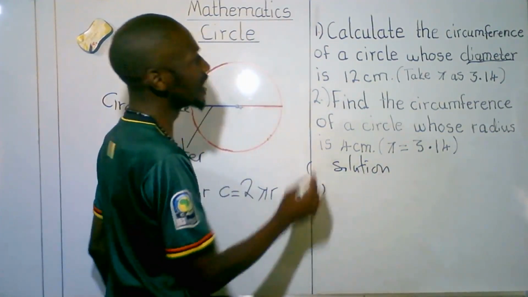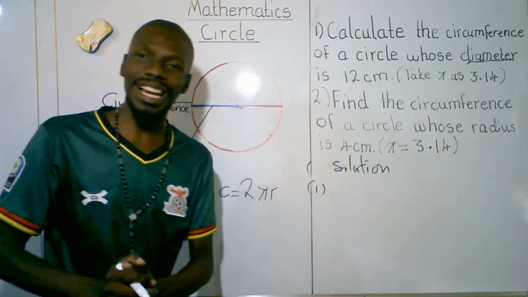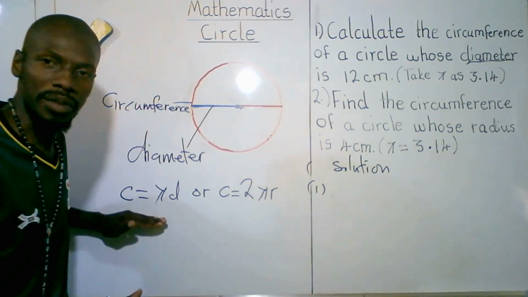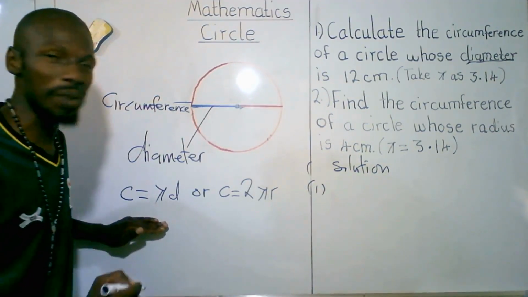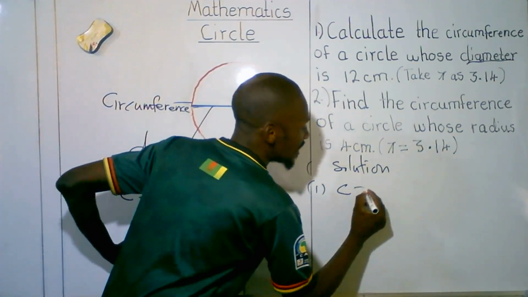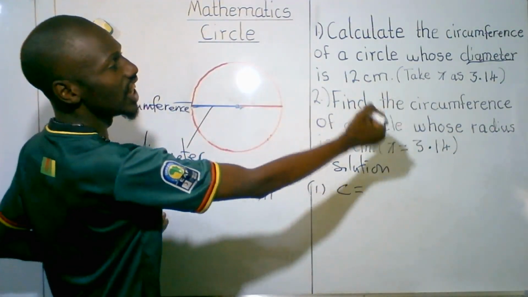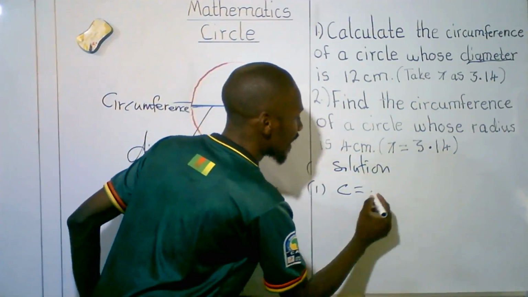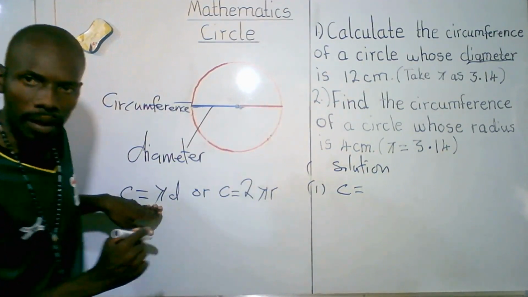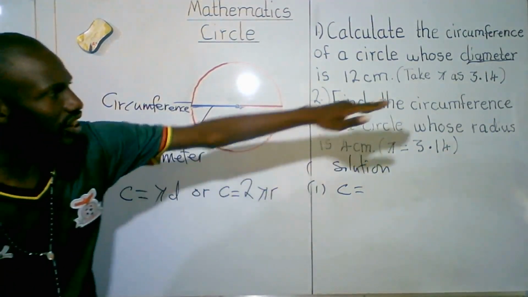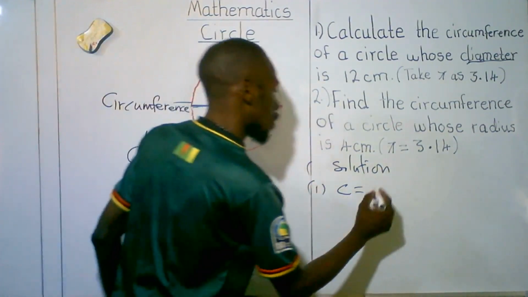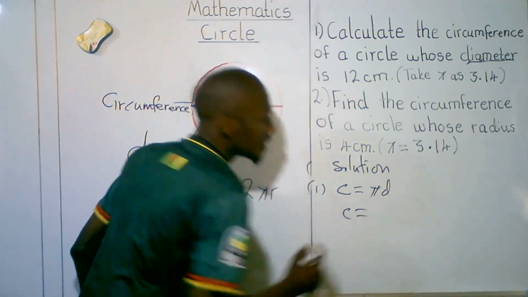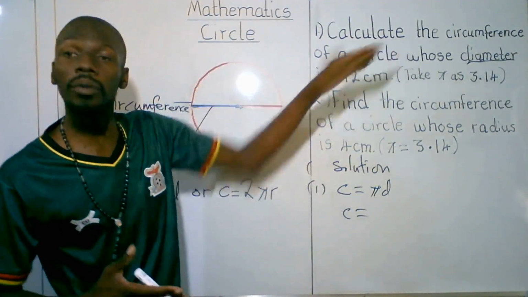In the question we've been given the diameter. Therefore, between these two formulas, we are going to use the first formula, because it's the one with the diameter. So circumference is equal to pi times diameter. They have said to take pi as 3.14. So we are going to replace pi and the diameter with the information we have been given.